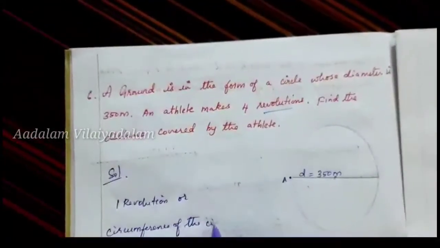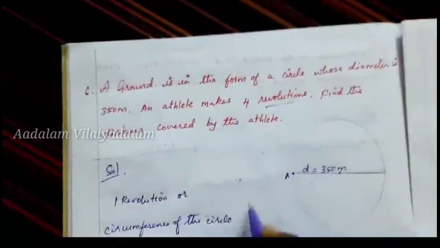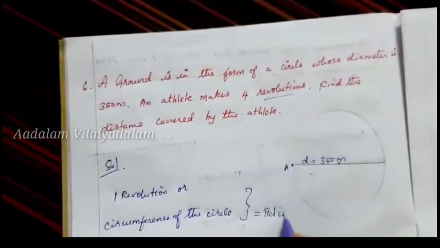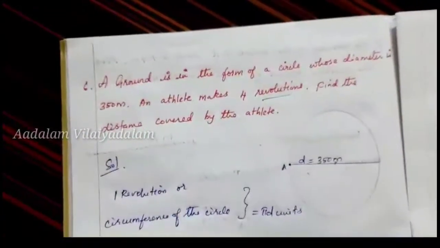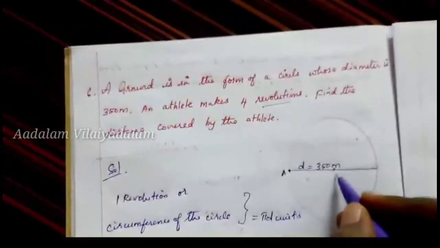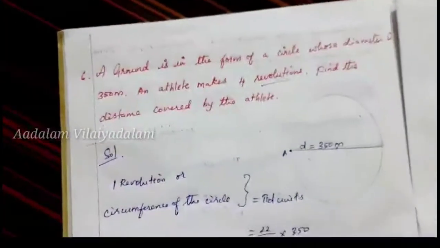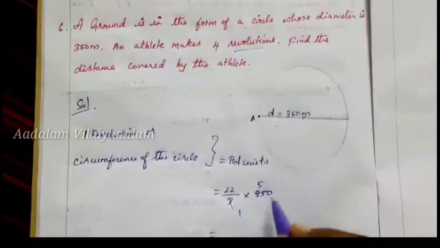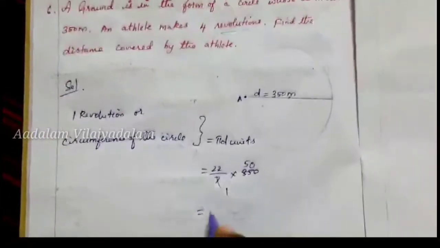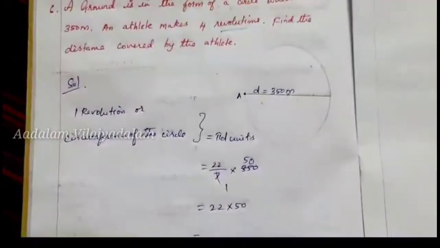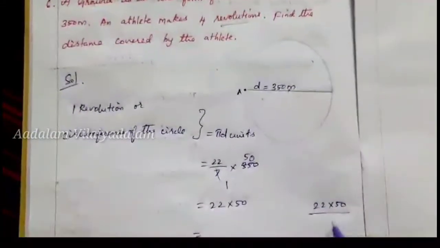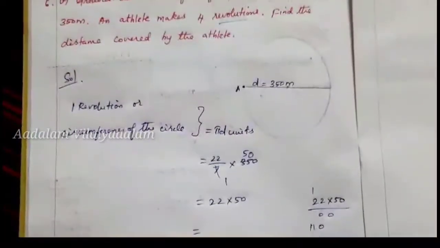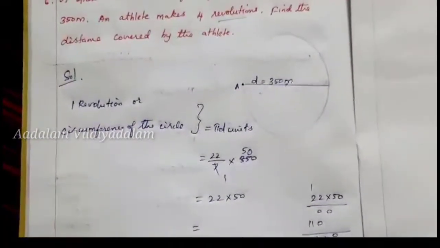Circumference of the circle, which is a ground. Okay. So for this formula, we have the diameter, so we can use pi d units. So 22 by 7 into the d value, which is 350. If we use the 7 table, then 5 sevens are 35, then the remaining 0 will be here. Then 22 into 50: 5 twos are 10, carry the 1, 5 twos are 10 plus 1 is 11. So 0, 0, 1, 1.